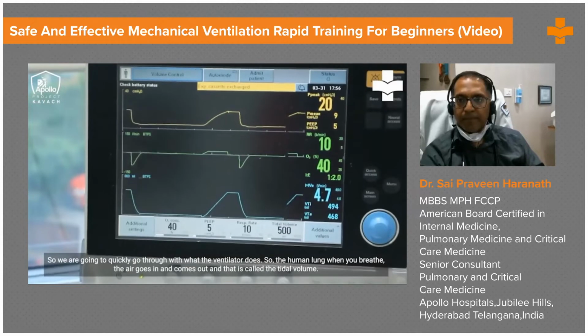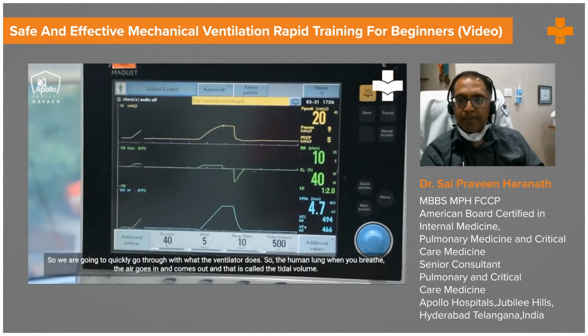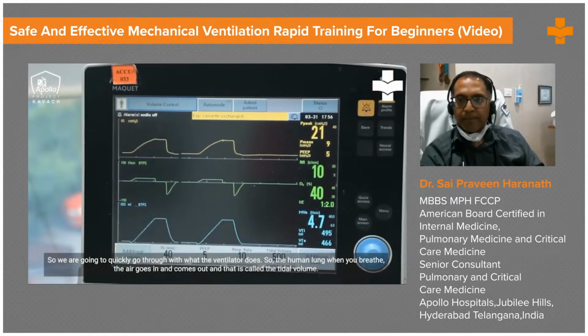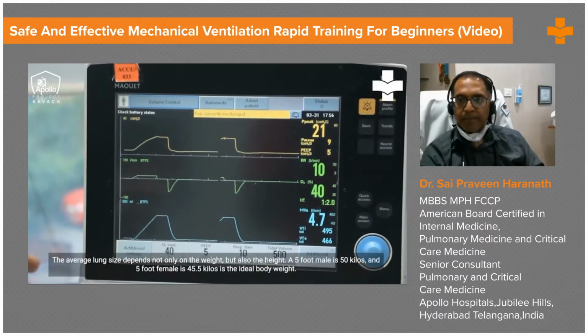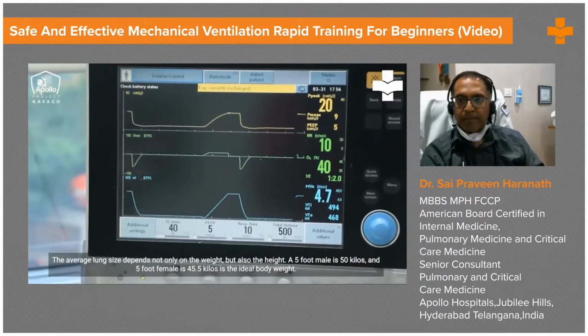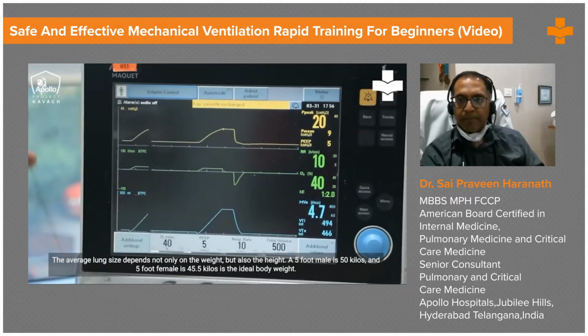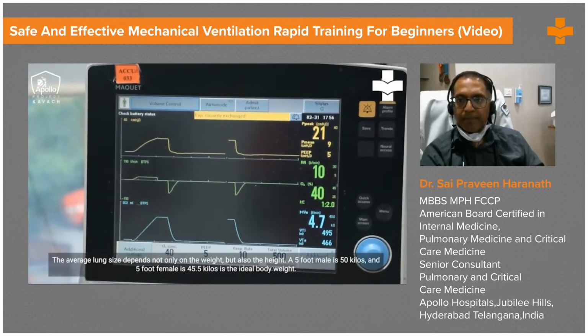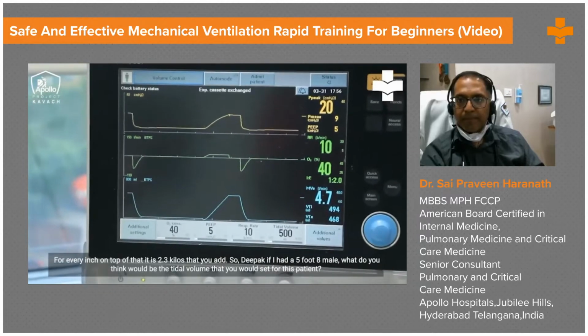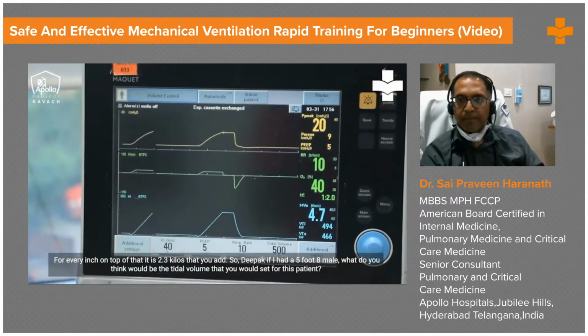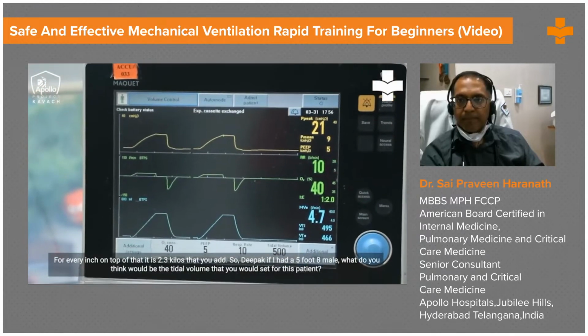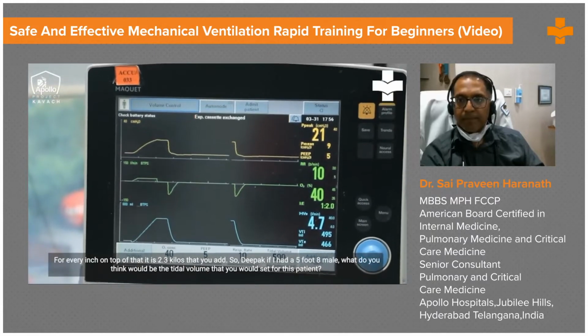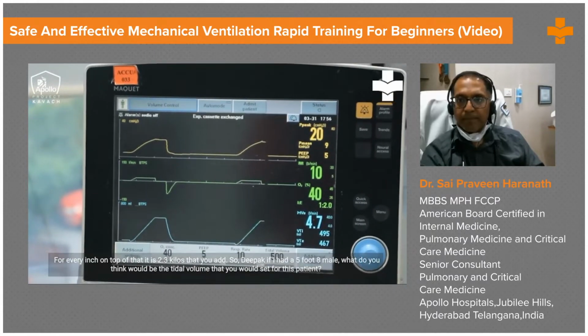So the human lung, when you breathe, the air goes in, the air comes out, and that is what is called the tidal volume. The average lung size depends not on the weight, it depends on the height. A 5-foot male is 50 kilos, a 5-foot female is 45.5 kilos as the ideal body weight. For every inch on top of that, it is 2.3 kilos that you add. So Deepak, if I had a 5'8" male, what do you think would be the tidal volume you would want to set for this patient?